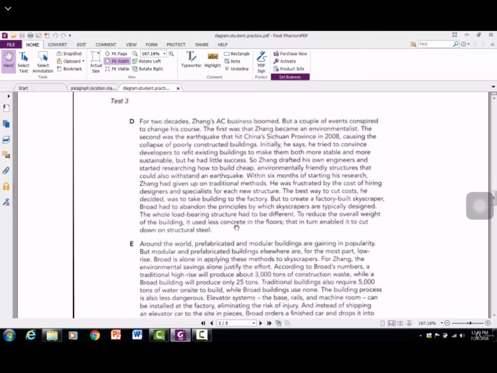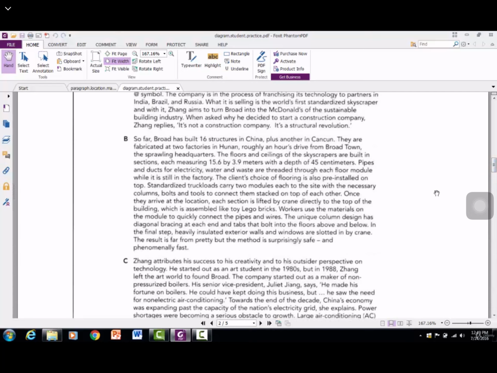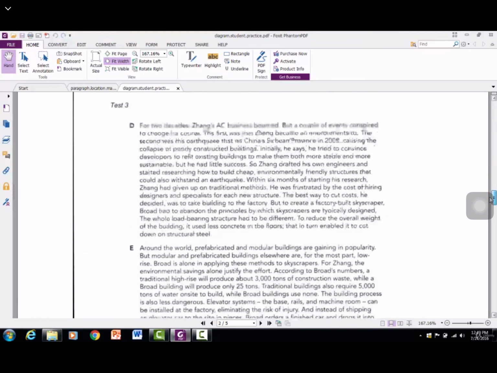All right, now I want you to make a note of something. Numbers 19, 20, and 21 were all in paragraph B. Then it skipped paragraph C, and the last answer is in paragraph D. So you see how that is, right? It doesn't have to go paragraph by paragraph.